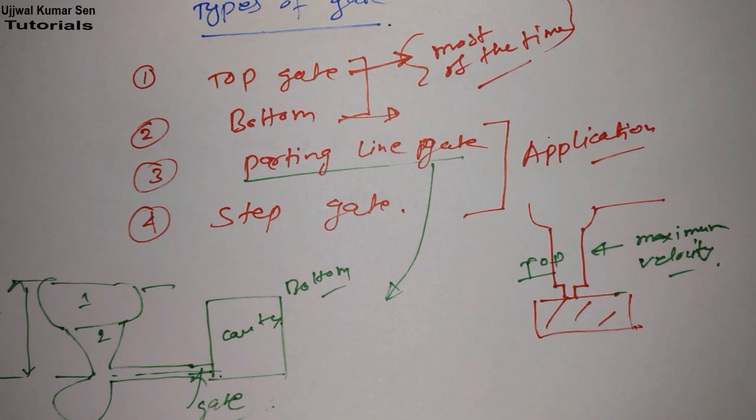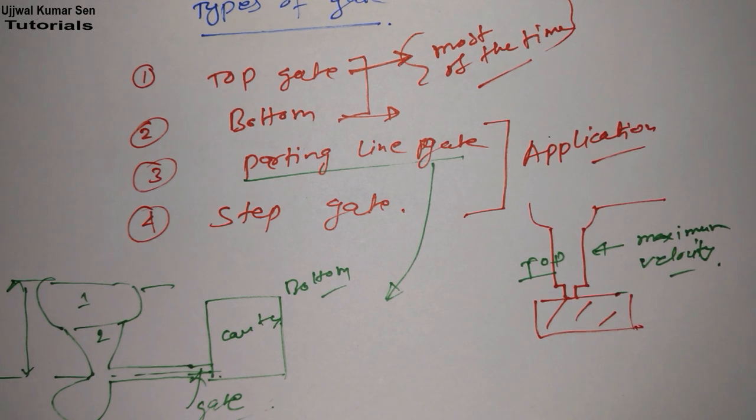Of course, the molten metal will have negligible velocity, and it will fill because of pressure. There won't be any turbulence, erosion, or maybe splash. The cavity will not splash away.